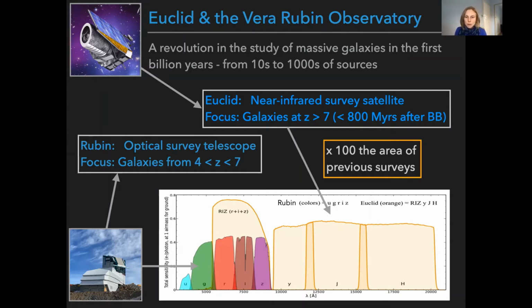The plot on the bottom shows you the transmission functions of the different photometric filters that are available with these telescopes. And you can see that by combining the Rubin optical filters and the Euclid near-infrared filters, we're able to get a good handle on the spectrum of the source across a wide redshift range.